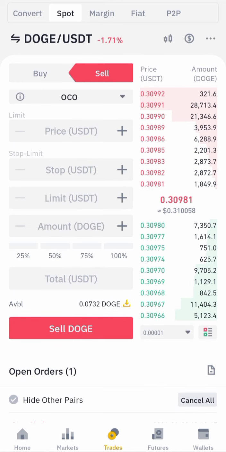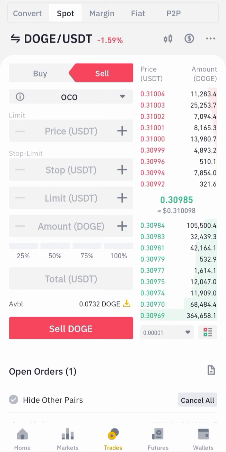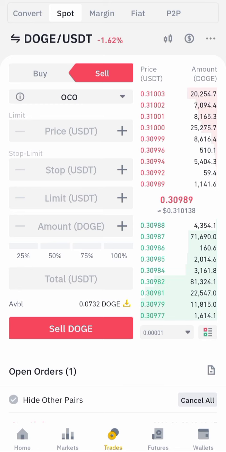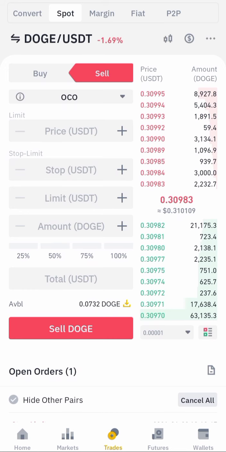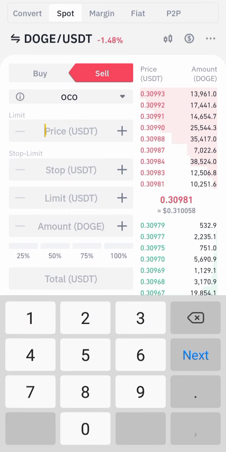Your OCO is a more advanced order type. OCO simply means one cancels the other. It's a combination of a stop limit and a limit order. The limit order is what you use to take profit, if the price goes above your entering price. And your stop limit is what you use to manage your risks on the trade.